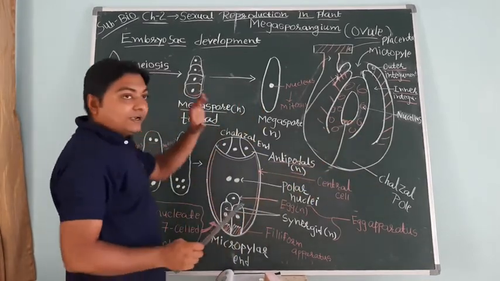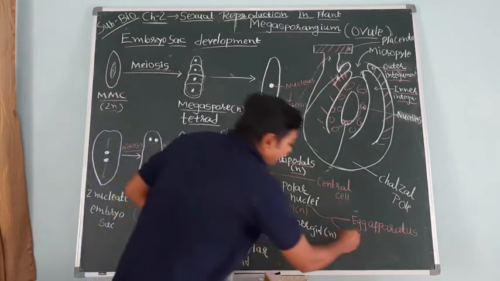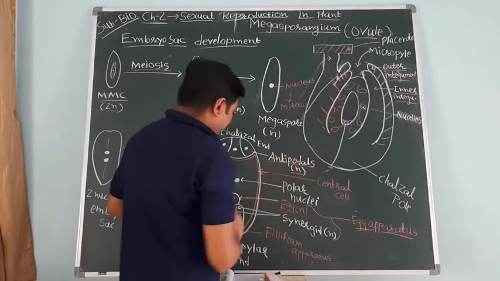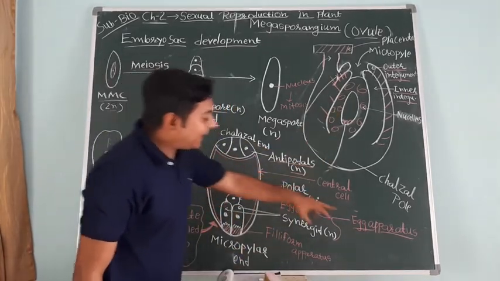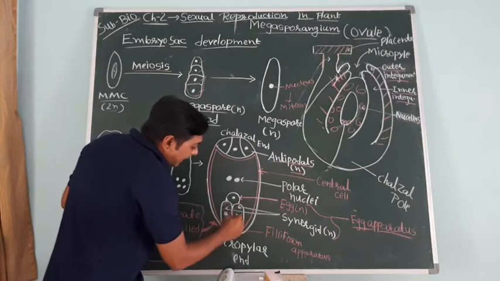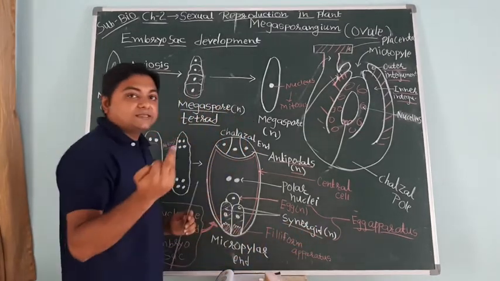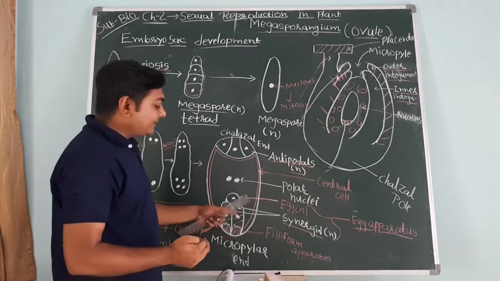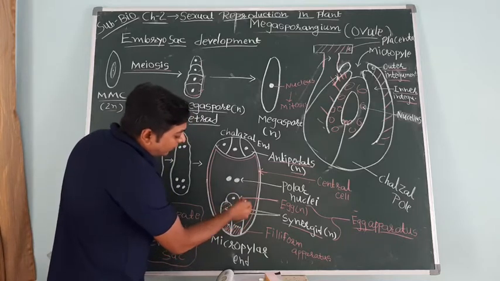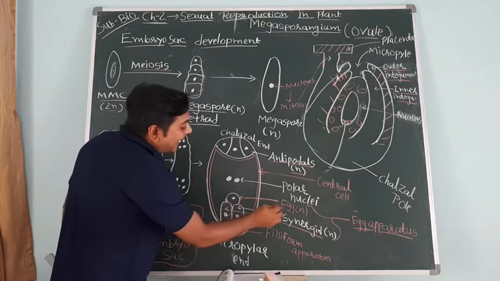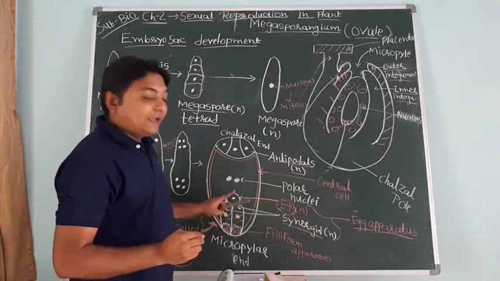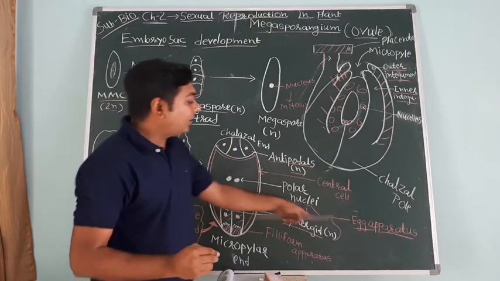Then 3 cells group together and form the egg apparatus on the micropylar end, which means the opposite side here. In the egg apparatus, these two cells are called synergid cells. And this one big cell at the border of the synergids is called the egg cell, and the egg cell is the female gamete. This group of three cells is called the egg apparatus.